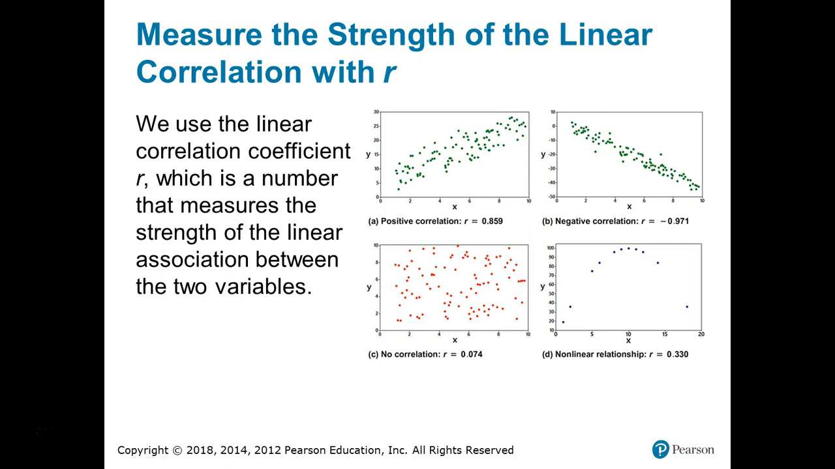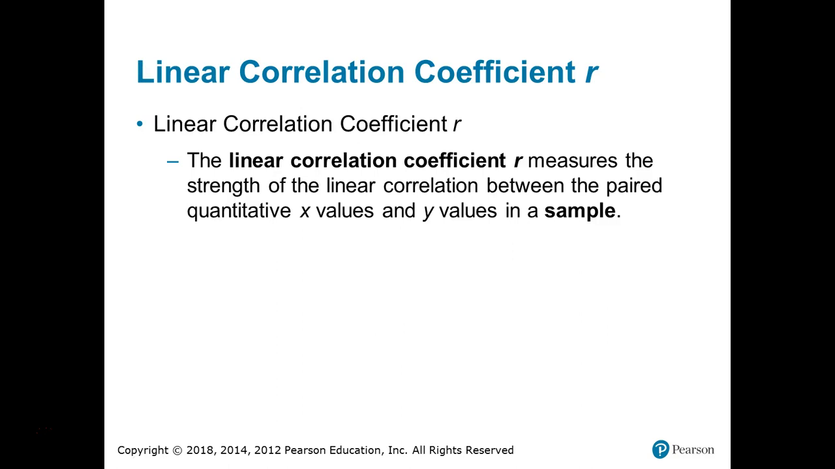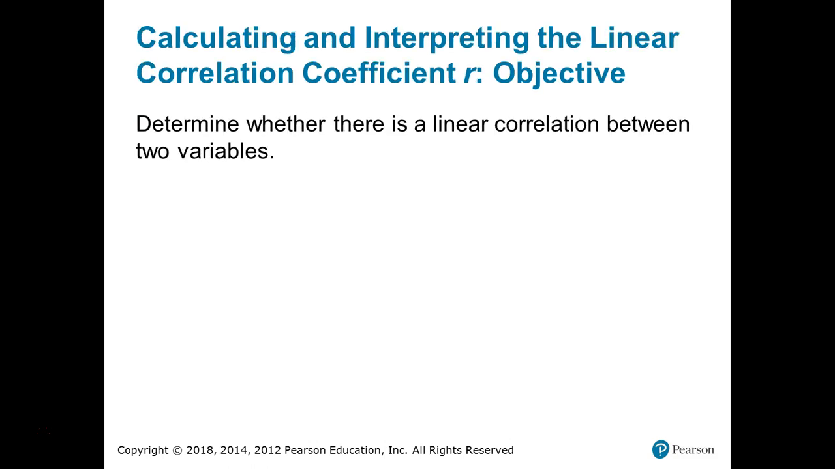So we measure the strength of the linear correlation with R. Again, this would be positive to the right. Now notice how this value suggests more of a relationship than this value, and that's shown by how much more closely together these dots are versus these dots. This is positive, negative, no correlation, nonlinear. So up to now, this should be review for you. The linear correlation coefficient R measures the strength of the linear correlation.